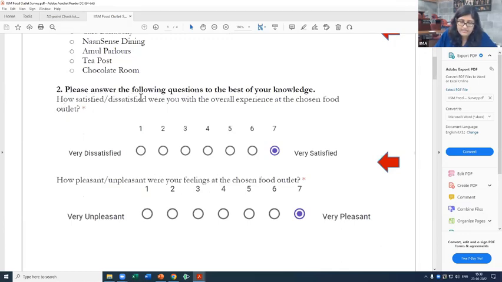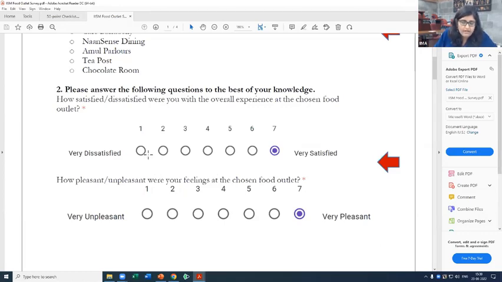How satisfied, dissatisfied were you? Now, you're first asking satisfied and then asking dissatisfied. But in your answer choices, you're starting with dissatisfied and ending with satisfied. You have flipped the order. That itself creates cognitive burden. It could lead to measurement error that we'll talk about in a bit.